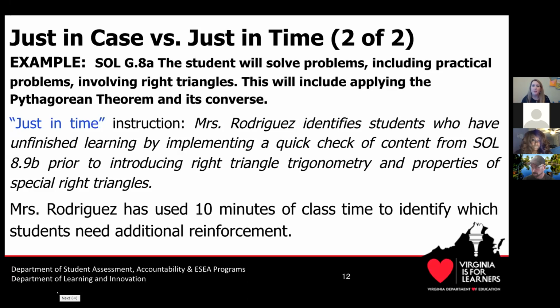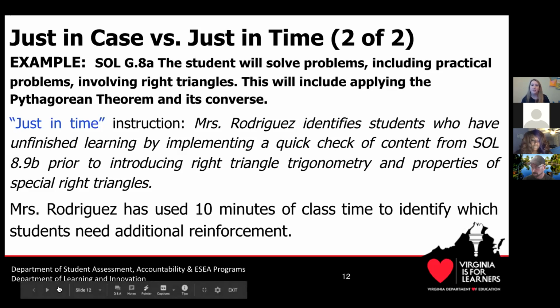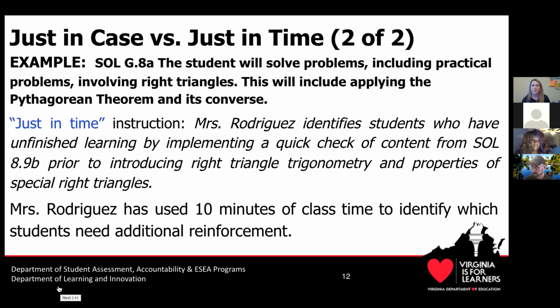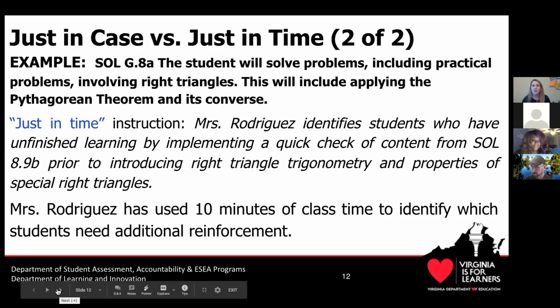What's really nice about the quick checks is you see it refers here to SOL 8.9b, and you might be worried: how do I know what SOL I should look at? If you're teaching geometry, you might not be familiar with the middle school standards. But right in the quick check, it's there for you, so you don't have to worry about researching what SOL to look at. When we go over the components, you'll see it's right there, listing what prior standards are supporting or prerequisite SOLs to help guide instruction. So we're going to use these just in time to help all of our students.